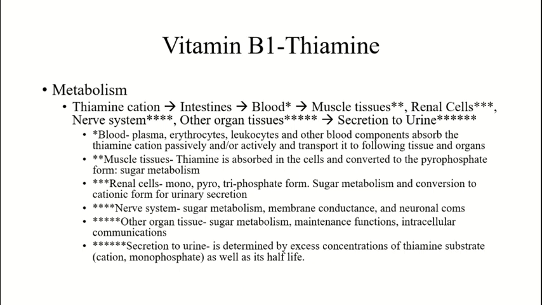In the nervous system, thiamine is involved in sugar metabolism as well. They are involved in membrane conductance and regulation of neuronal communications. Thiamine in other organ tissues is typically again involved in sugar metabolism, maintenance functions, and intracellular communications. So ultimately, secretion of thiamine is determined by excess concentrations of thiamine substrates, as well as the half-life of thiamine-containing enzyme, which determines the rates of secretion.